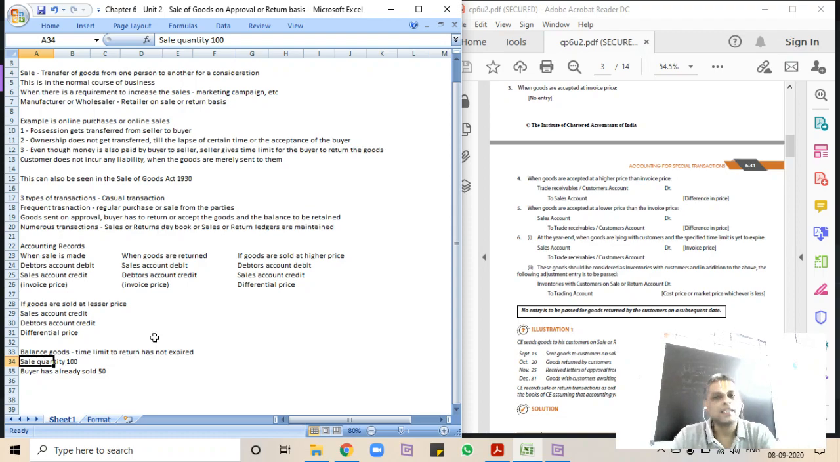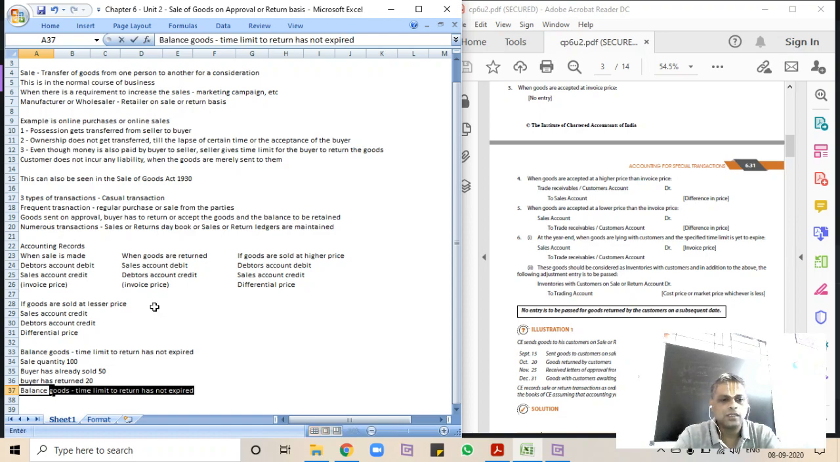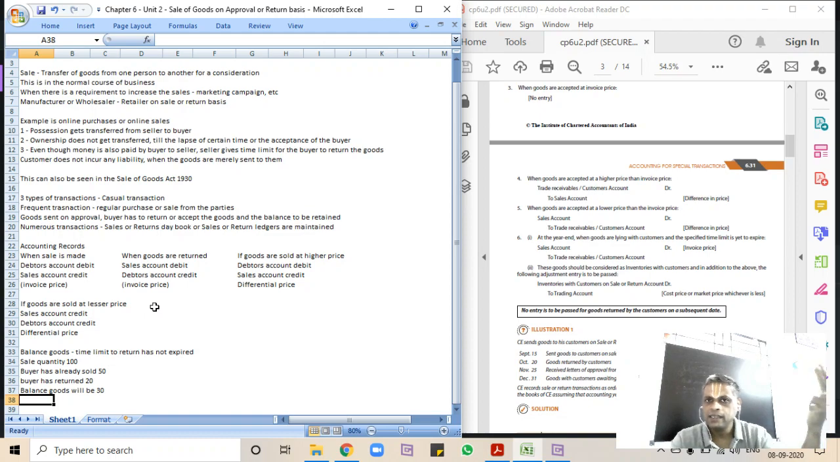Sale quantity is 100 on 30th March. The buyer has already sold 50 before 31st March, and the buyer has returned 20 on 30th March itself. On seeing the goods, the buyer has returned 20 goods, as they don't require them. So the balance goods will be 30: 100 sent, 50 already sold, and 20 returned. So what will be the entry that has to be processed at year end?